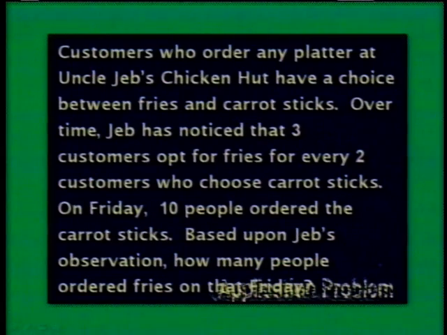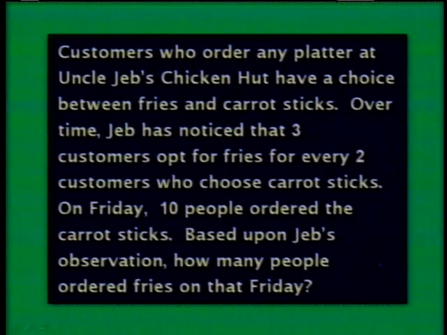One last example, and it's actually not even a new example. It's the question we started with. Customers who order any platter at Uncle Jeb's Chicken Hut have a choice between fries and carrot sticks. Over time, Jeb has noticed that 3 customers opt for fries for every 2 customers who choose carrot sticks. On Friday, 10 people ordered the carrot sticks. Based upon Jeb's observation, how many people ordered fries on that Friday? Now, I figured this out earlier by drawing some pictures. This time, I'm going to use a proportion.